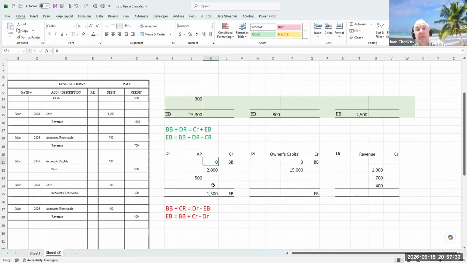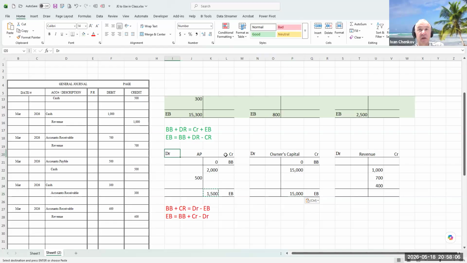So let's double check this one to see if we are correct. In the beginning, we don't have to pay. We purchase equipment for which we didn't pay, $2,000. Then we pay 500. We still have to pay 1,500, which is correct. So I can copy this formula and flip it to the other account, which is related to the other side of the accounting equation, which is the owner's capital. The owner's capital in the beginning was 0. Then the owner invested $15,000. So his capital is $15,000.